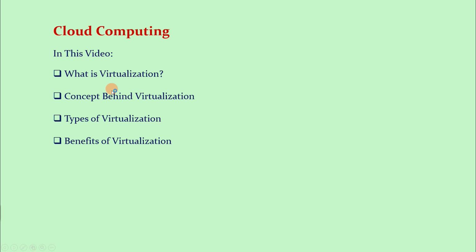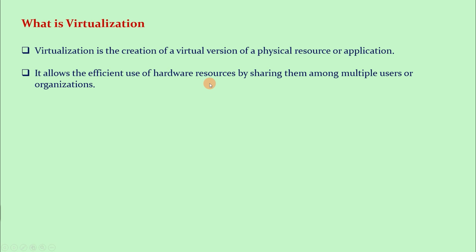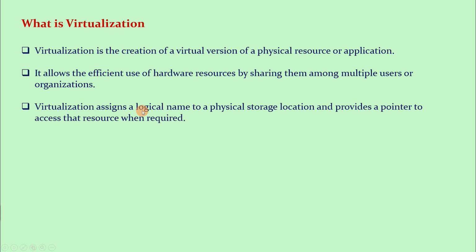So let's start with our first topic, that is, what is virtualization. Virtualization is the creation of a virtual version of a physical resource or application. So basically creating the virtual version of a physical resource or application is called virtualization. It allows the efficient use of hardware resources by sharing them among multiple users or organizations. Virtualization assigns a logical name to a physical storage location and provides a pointer to access that resource when required. So that physical storage location will be identified with that logical name whenever it is required.